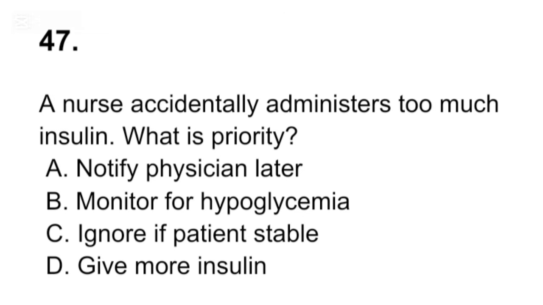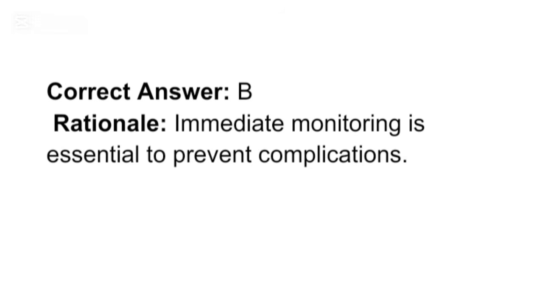47. A nurse accidentally administers too much insulin. What is priority? A. Notify physician later. B. Monitor for hypoglycemia. C. Ignore if patient stable. D. Give more insulin. Correct answer, B. Rationale: immediate monitoring is essential to prevent complications.